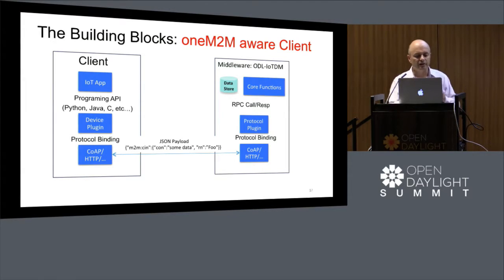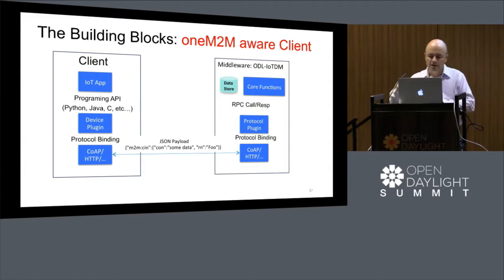You have a client. This client is very generic. It could be an IoT management station, or it could be an end device or a gateway. It doesn't really matter. In this client, you have an IoT application, you have a device plugin, and you have some protocol bindings of some sort. The middleware side, this is us. This is IoTDM and ODL. You have also the protocol binding, you have the plugins, and you have the IoTDM core and the data store. The payload here you see is a oneM2M payload.